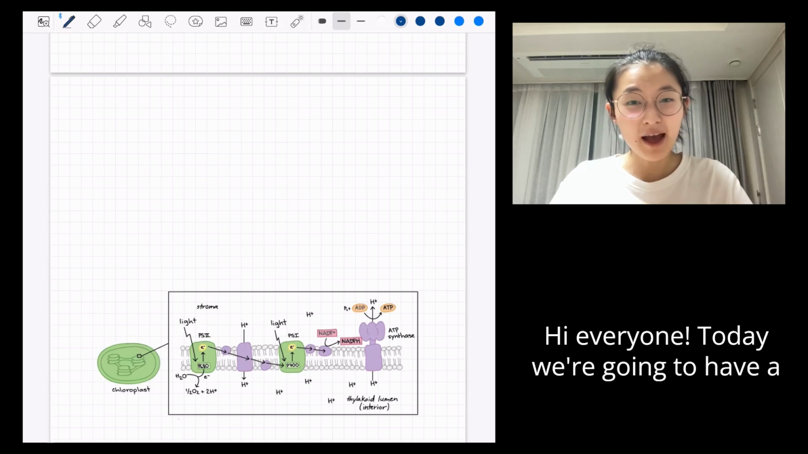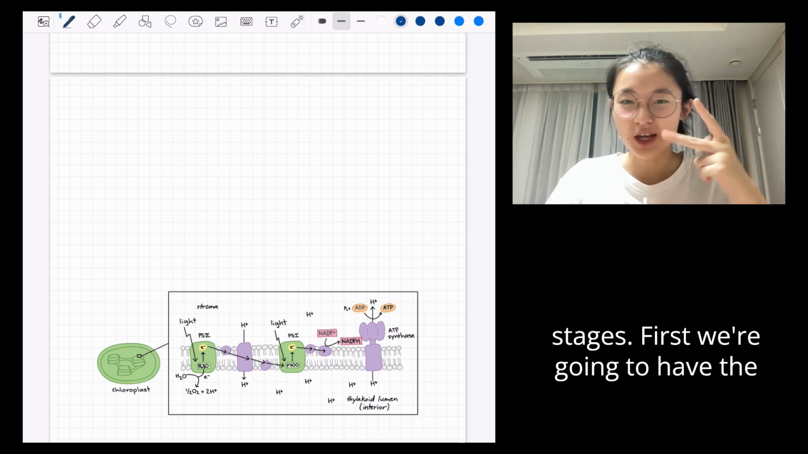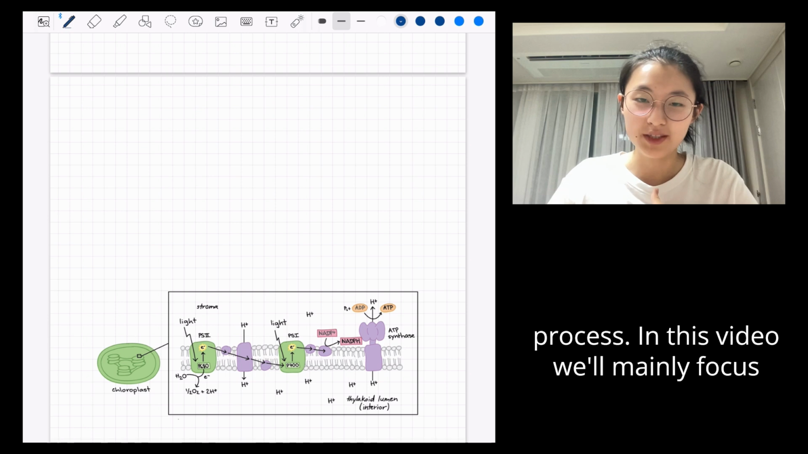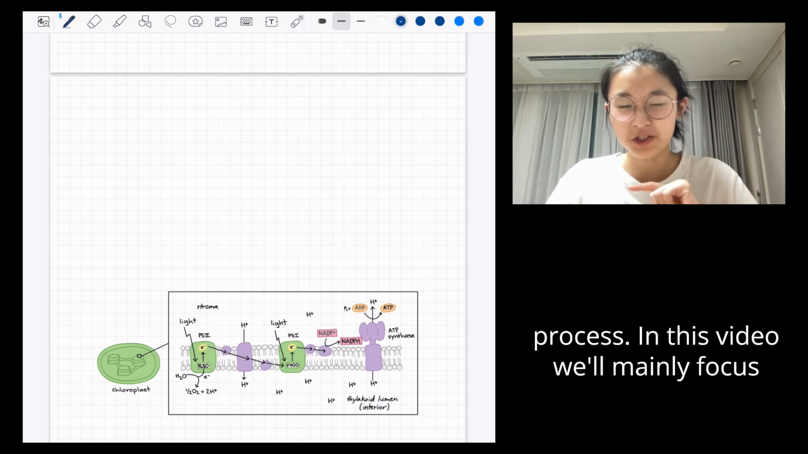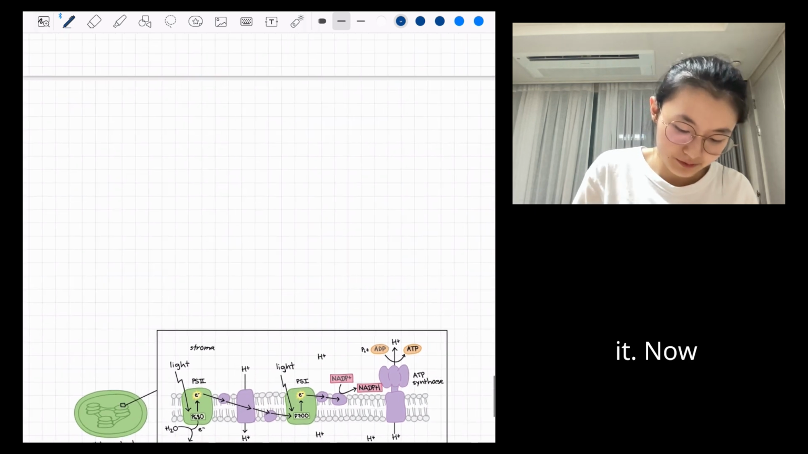Hi everyone, today we're going to have a look at the process of photosynthesis, which divides itself into two stages. First, we're going to have the light-dependent process, and second, we're going to have the light-independent process. In this video, we'll mainly focus on the light-dependent stage of photosynthesis, so let's get right into it.